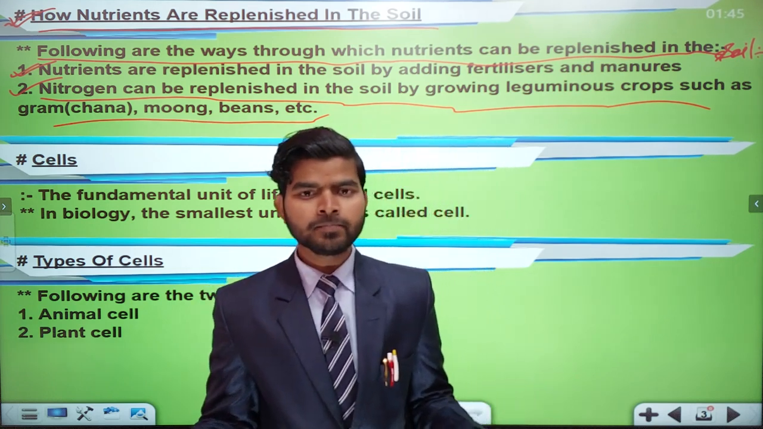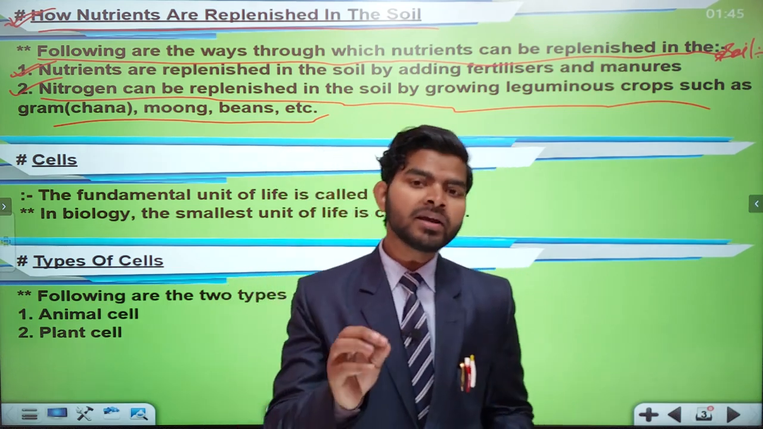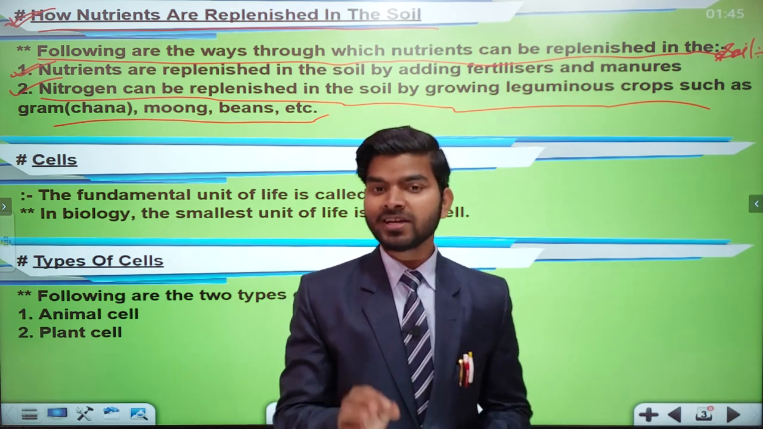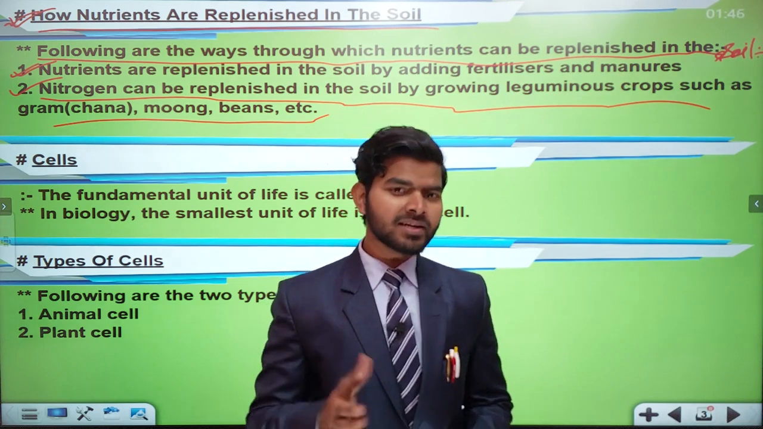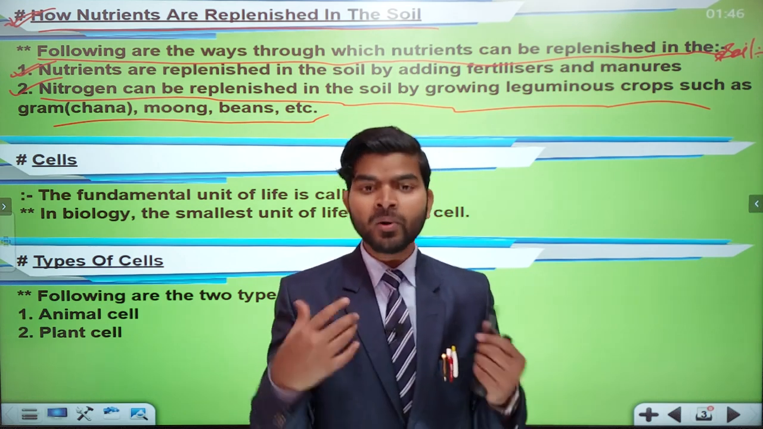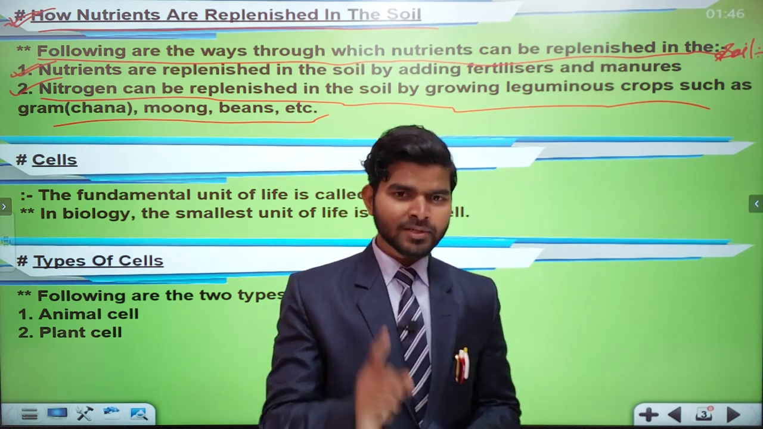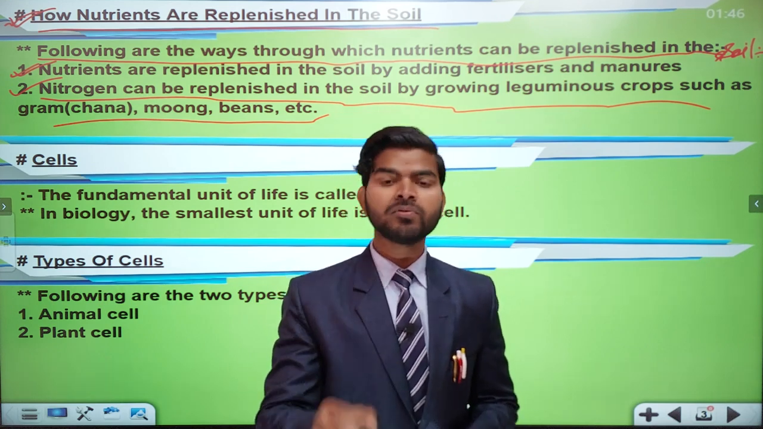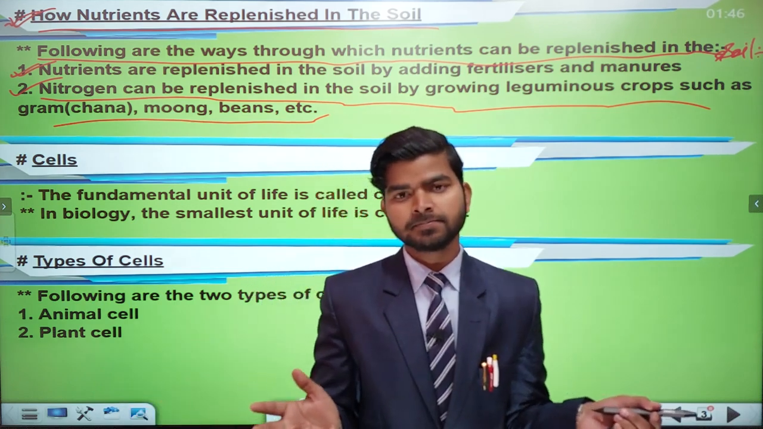and the soil also. If your field lacks nitrogen compounds, how can you fulfill this need? By growing leguminous crops. By growing leguminous crops, nitrogenous compounds can be added to that particular soil, and there is no need of nitrogenous fertilizer, because by growing leguminous crops you can also fulfill the requirement of nitrogenous fertilizer. All clear?